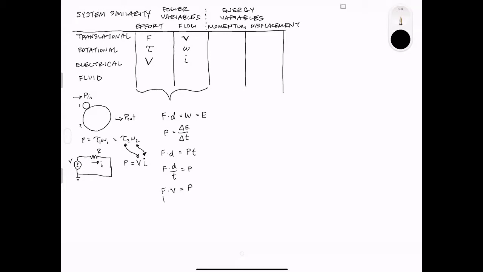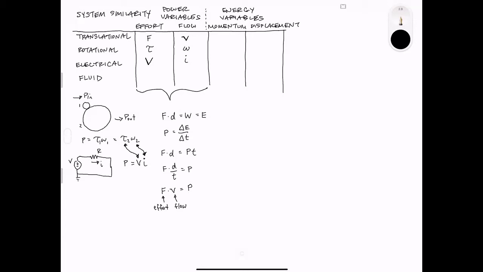And again, we have something right here called the effort variable, and something right here called the flow variable. For all of these systems, we have two power variables that, when multiplied together, are going to be the power in the system. Well, we can look at things in terms of power, but we can also look at things in terms of energy.